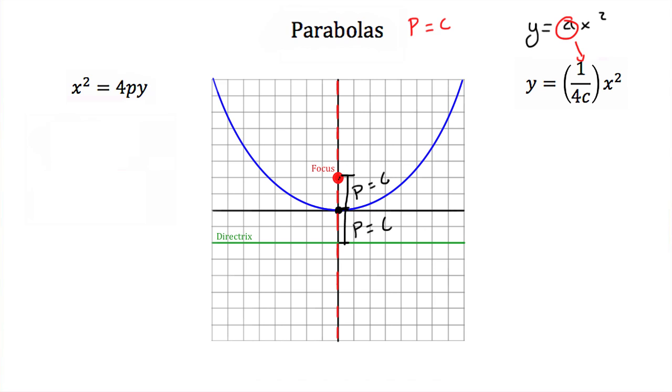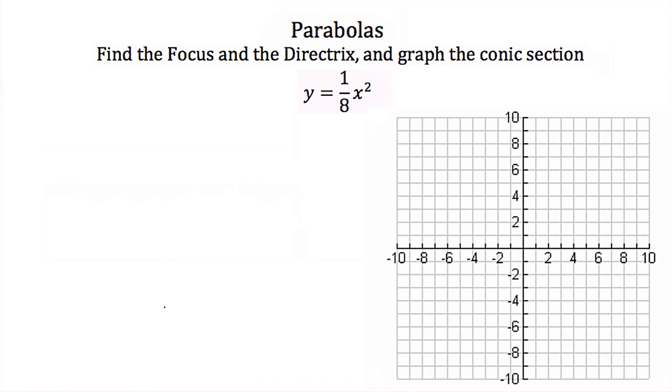This distance between our vertex and our focus, or our vertex and our directrix, controls the amount of curvature that our parabola has. So now let's use what we found out about the focus and the directrix to find the focus and the directrix of this parabolic equation. And then we'll graph this conic section.